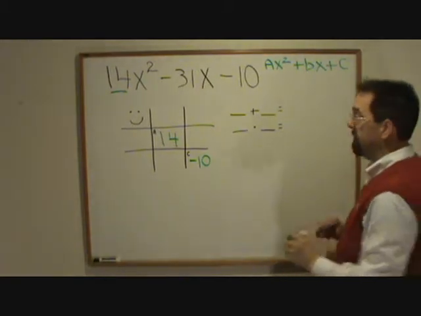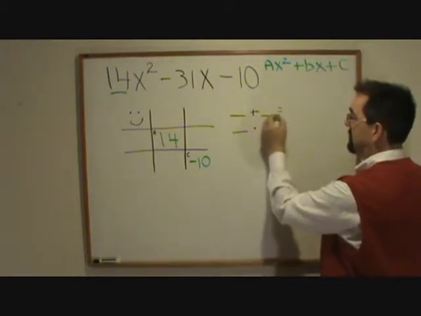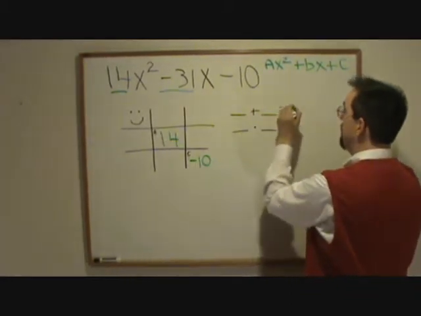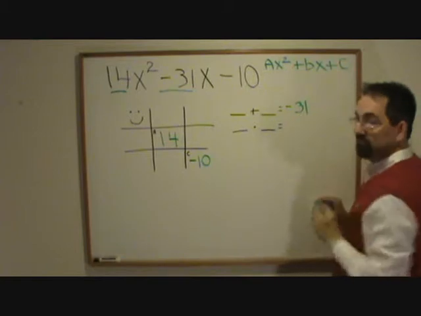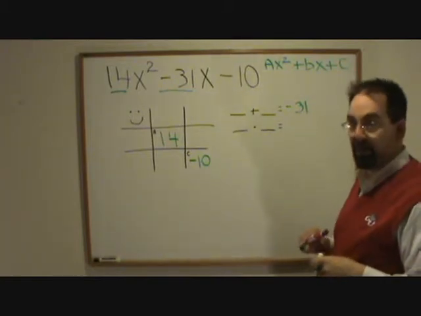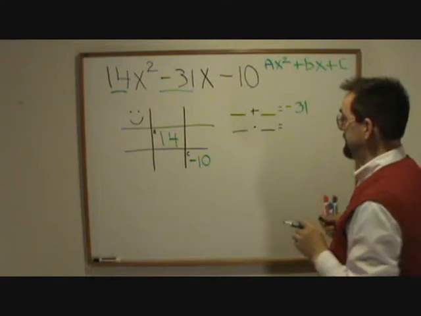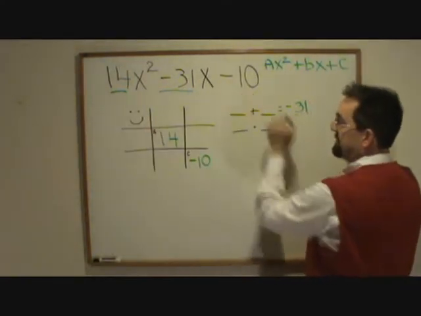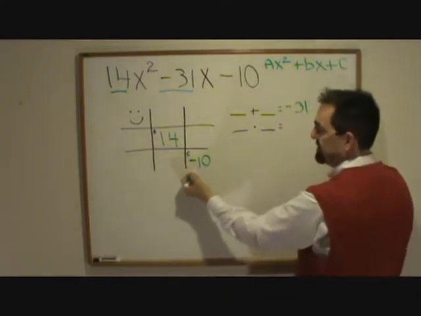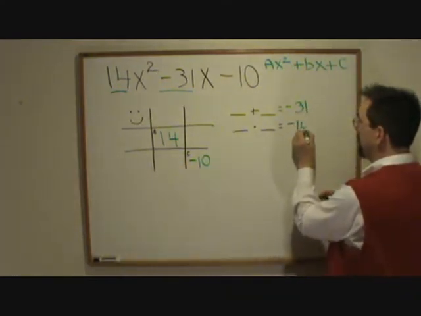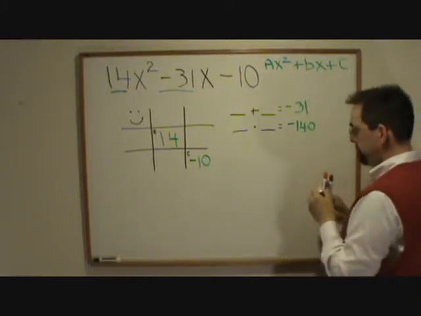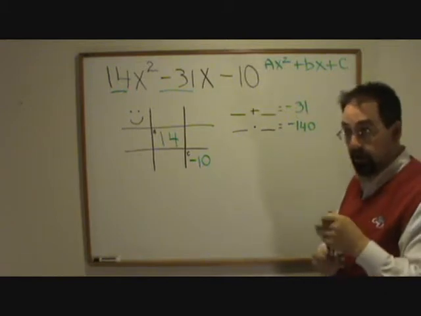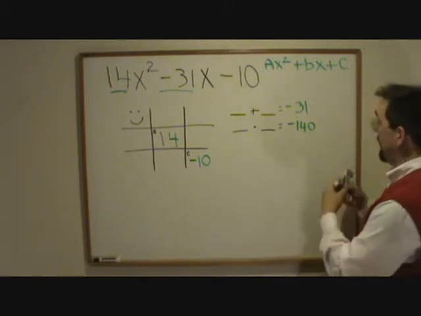Okay, now off to the side. A number plus a number always equals the B value. So here's our B, minus 31. Big ugly number. Yep, a big negative prime number. Yuck. Number times a number gives us A times C, minus 140. You can already start to see that when we develop our factor tree here, it could get big. Okay, let's get started.